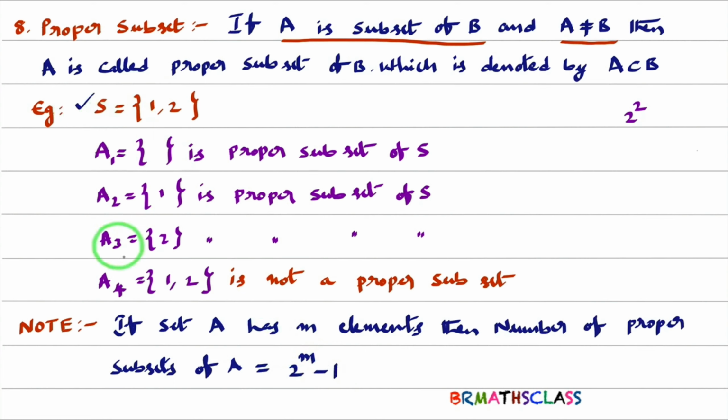For this, how many proper subsets do we have? 1, 2, 3. 3 proper subsets. See here, 2 square, the total number of subsets, minus 1. 2 square is 4, 4 minus 1 is 3. So if set A has m elements, how many proper subsets will we get for set A? 2 power m minus 1.